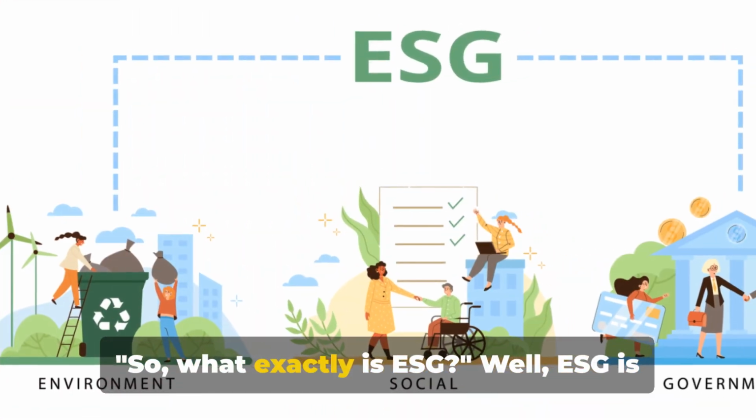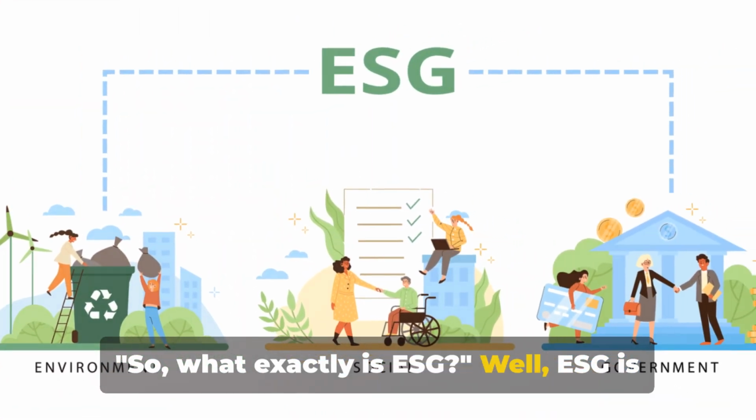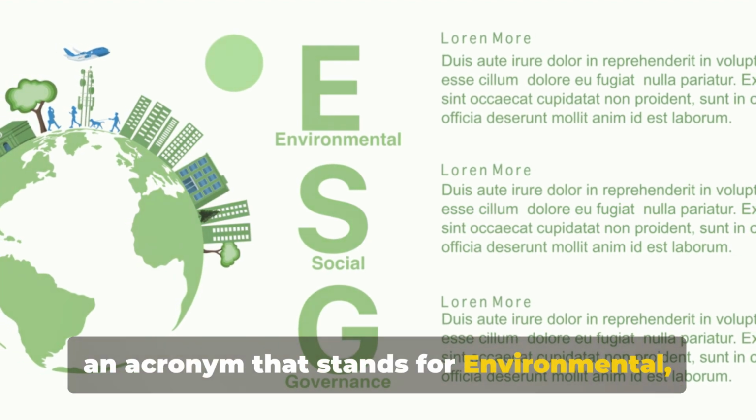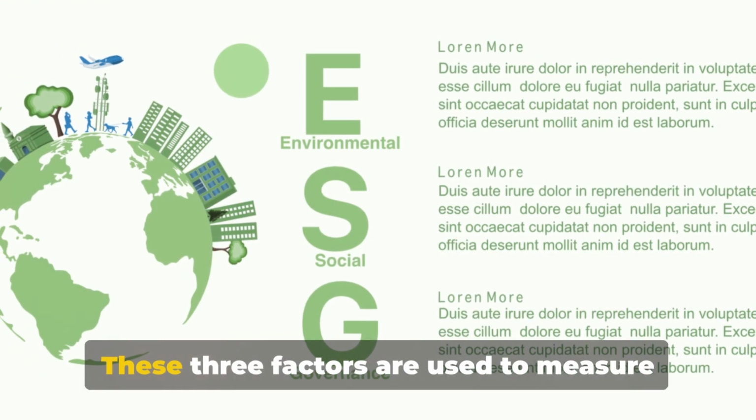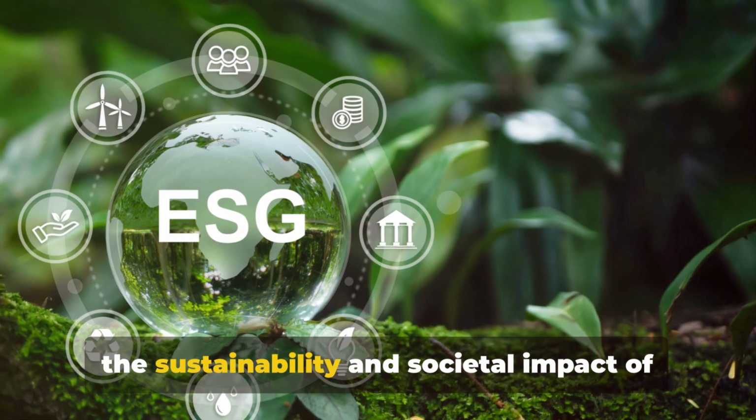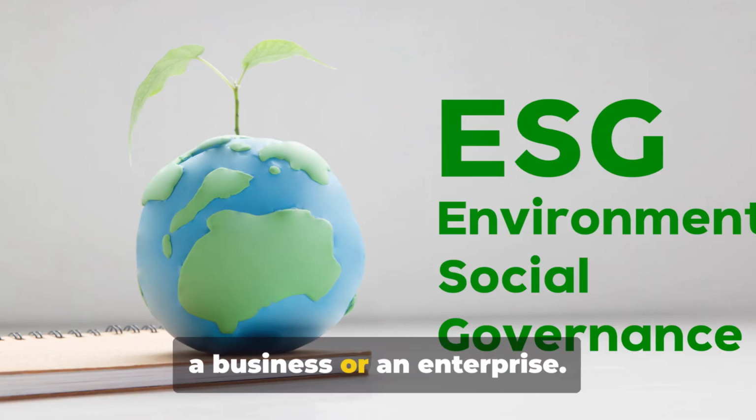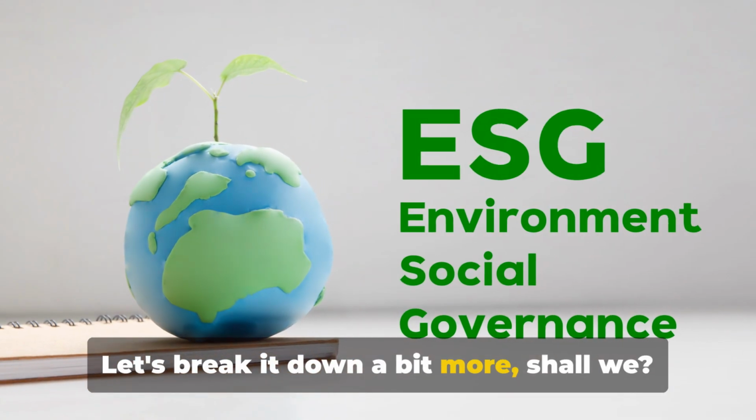So, what exactly is ESG? Well, ESG is an acronym that stands for Environmental, Social and Governance. These three factors are used to measure the sustainability and societal impact of a business or an enterprise. Let's break it down a bit more, shall we?